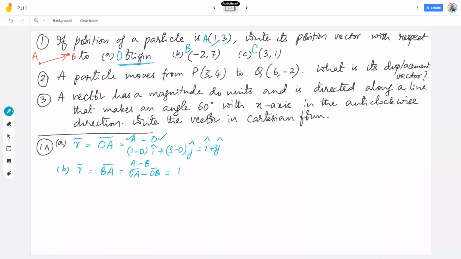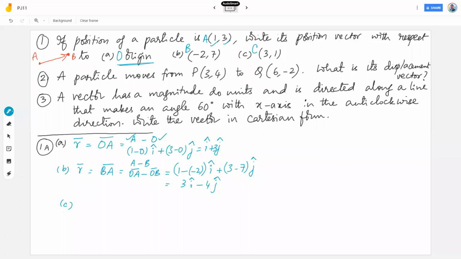So how do you do that? 1 minus of minus 2 I cap plus 3 minus 7 J cap, which is equal to 3 I cap minus 4 J cap. For the second question, position of A with respect to B means BA bar. BA bar can be written as OA bar minus OB bar, so you have to subtract B point from A point.